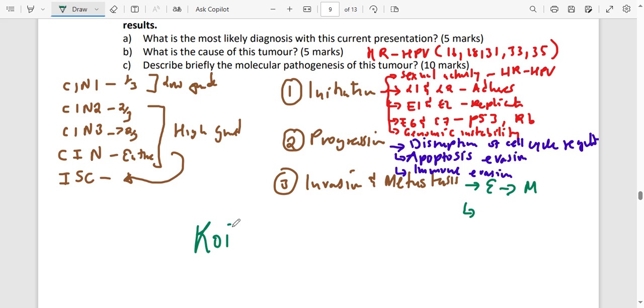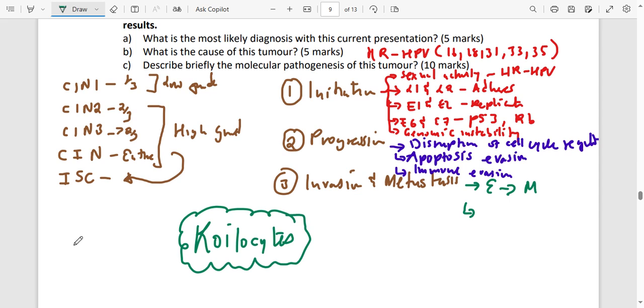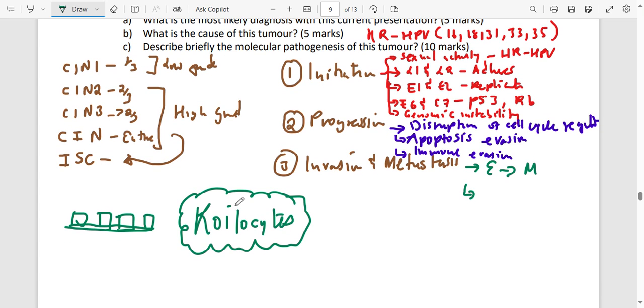So for importance, you are going to see what is known as koilocytes. These are cells that have got a prominent nucleus, because normally the base of this is the basement membrane. You have got cells on top. These are supposed to be normal cells, squamous cells. Squamous cells have got a flat nucleus. But then they're going to end up having a prominent nucleus, and they're known as koilocytes.